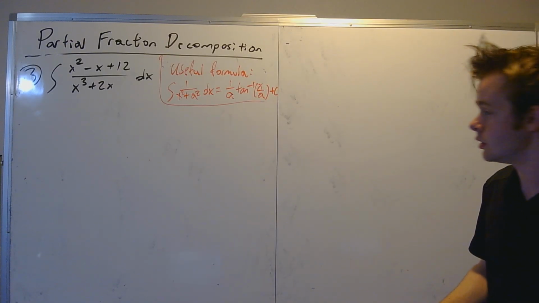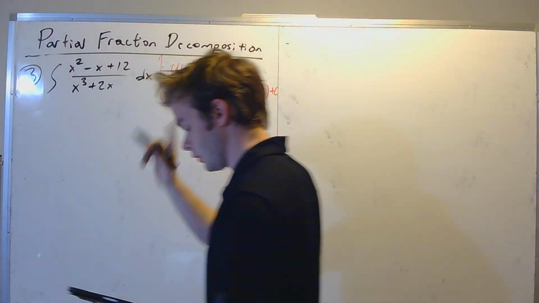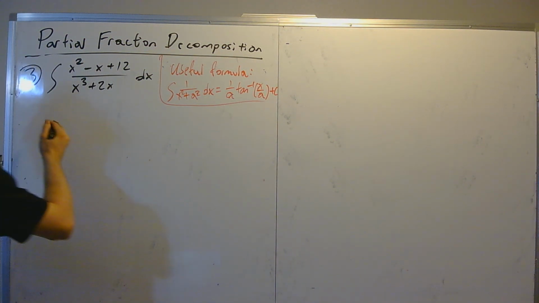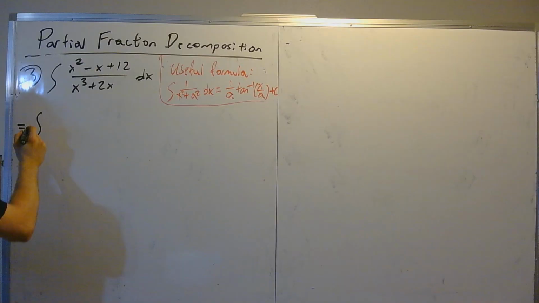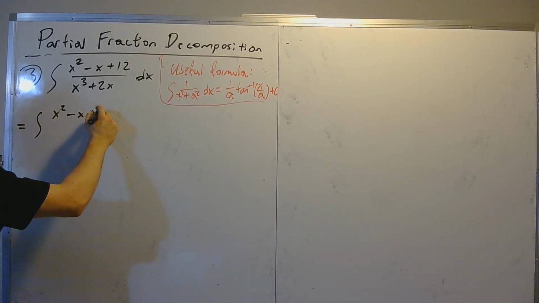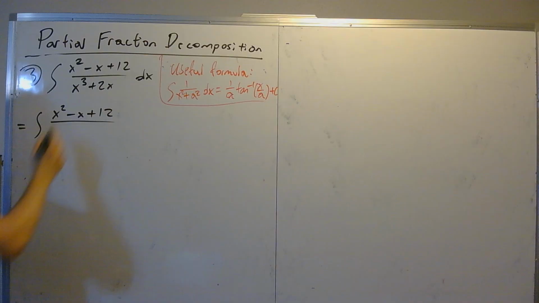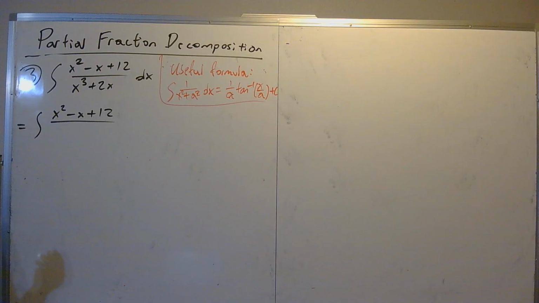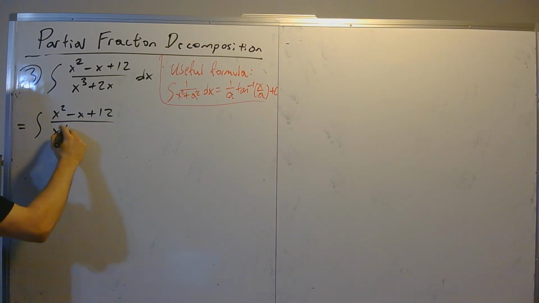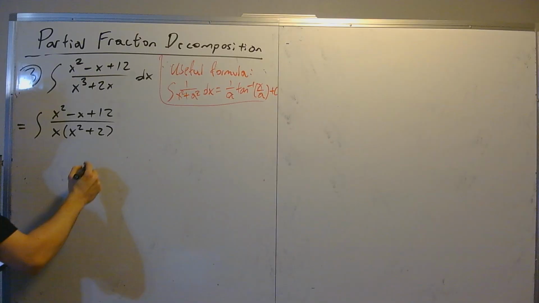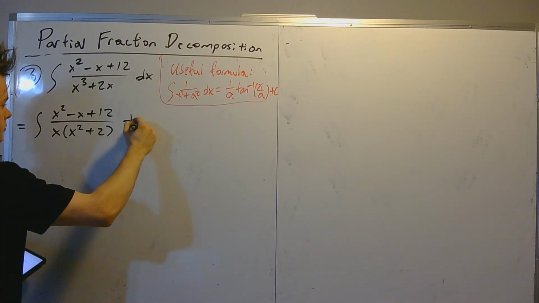But first, we need to factor. So we're going to factor the denominator. That's the most important thing to do first, just so that you know what you're working with. If we factor our denominator, you just think about what you can factor out of both terms, and you can factor out x. So you can write this as x times x squared plus 2 dx.